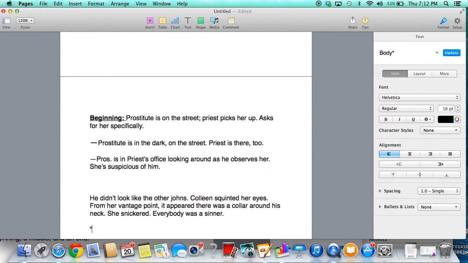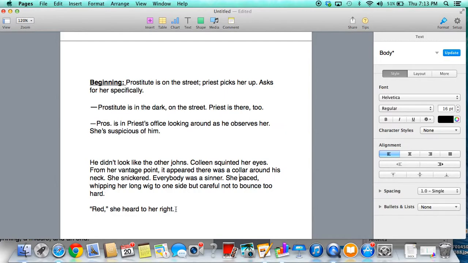Let's see. Read, she heard to her right. She snickered and paced, flipping her long wig to one side, but careful not to bounce too hard. Everybody was a sinner. Maybe this should go. She grinned. She snickered. Everybody was a sinner. Everybody was a sinner. Let's see. She patiently bounced too hard. Read, she heard to her right.